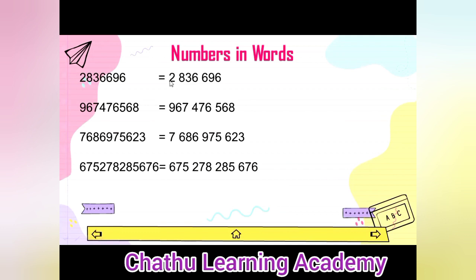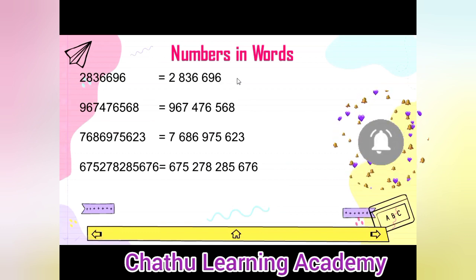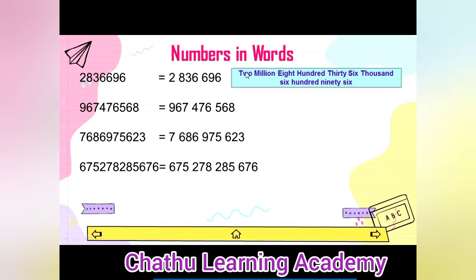It means 2 is in million zone. Then we can write it as 2 million. And 836 is in thousand zone. So we can write this part as 836,000. After that, unit zone, we can simply write 696. Look at this one. We can write this number as 2,836,696. Likewise, you can write the numbers in words.